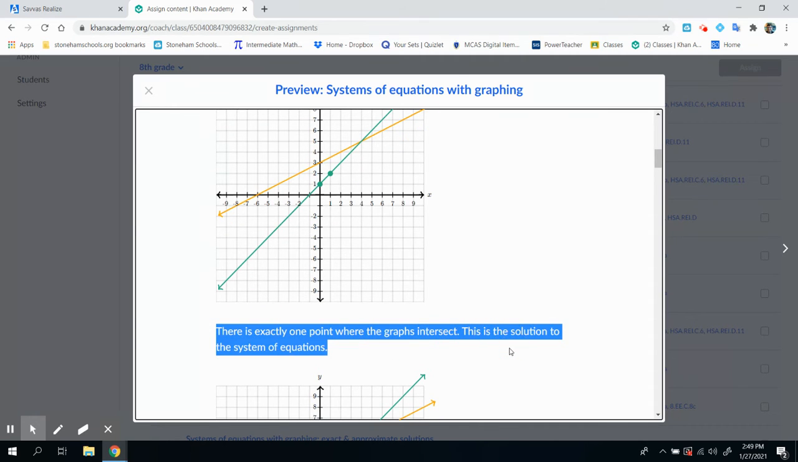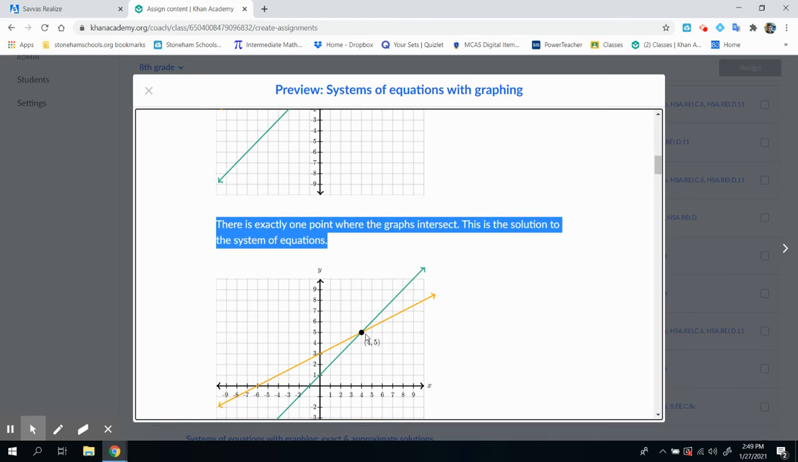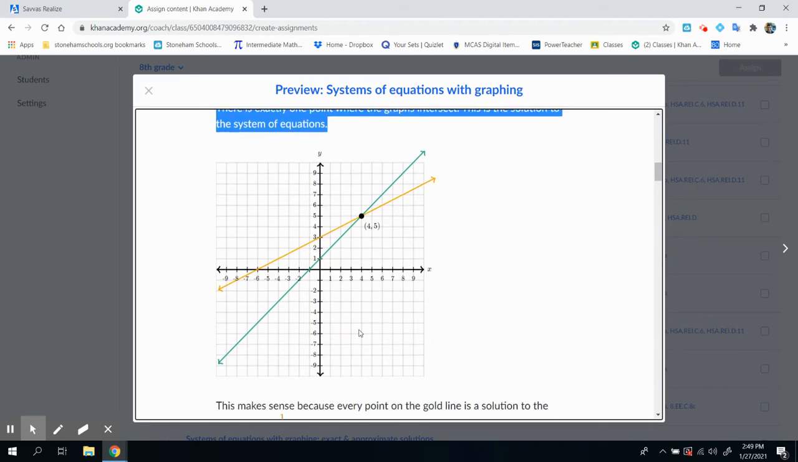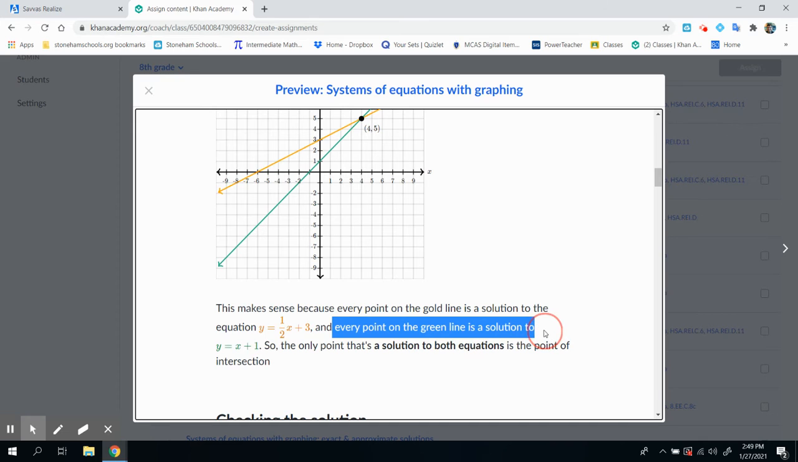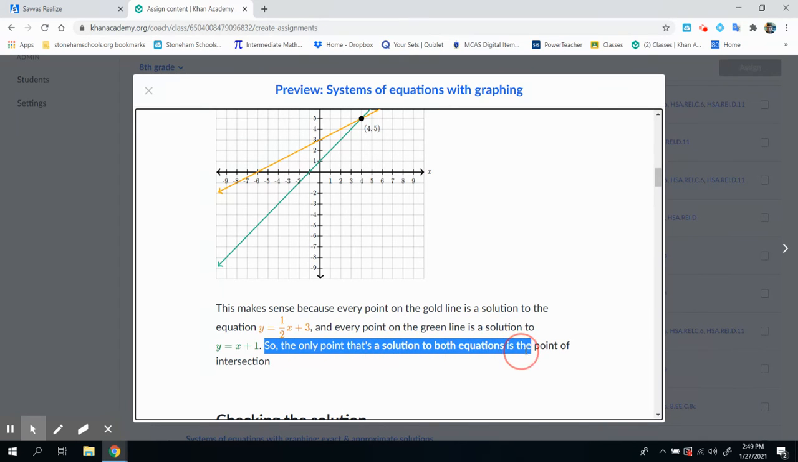This is the solution to the system. So that point, 4, 5, you can see how that's an ordered pair that would be on the first line and the second line. So both lines share the same ordered pair. That's a solution to the system. This makes sense because every point on the gold line is a solution to that first equation, and every point on the green line is a solution to the second equation. So the only point that's a solution to both equations is the point of intersection.